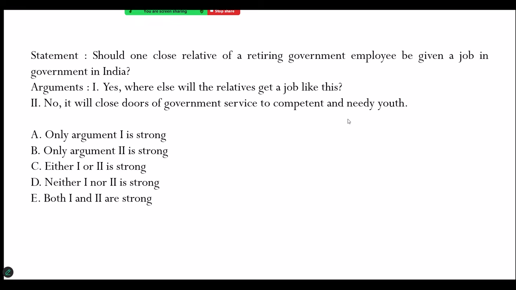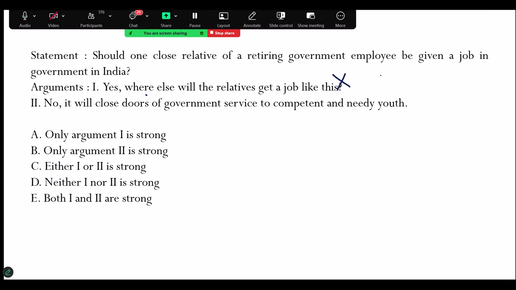Now let's see this question. Should one close relative of a retiring government employee be given a job in government in India? If somebody is retiring from your family, relatives of them should be given a job in government. Is the answer yes or no? Yes, fine. But this is a question thrown back. This is a weak argument because you are throwing a question back. You should give the reason why, you have to mention the reason.